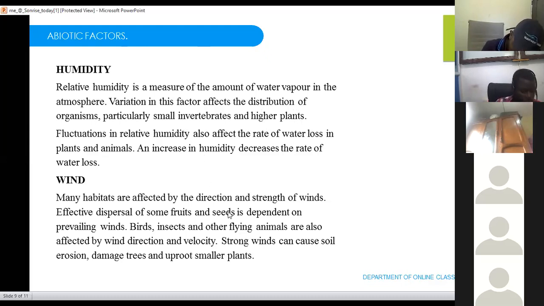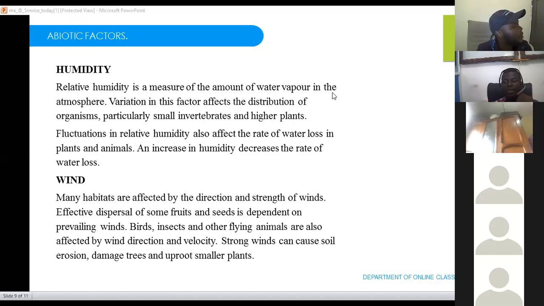all right? So if you have to live on the ground as an invertebrate, or you have to live low, then you have to have some adaptations, either behavioral, morphological, or structural, all right? That will enable you to live where humidity is low. Okay, then again, if you are high up there, especially higher plants, and those animals that live in higher plants, then of course you must also develop some adaptations that will enable you to survive at such a region.